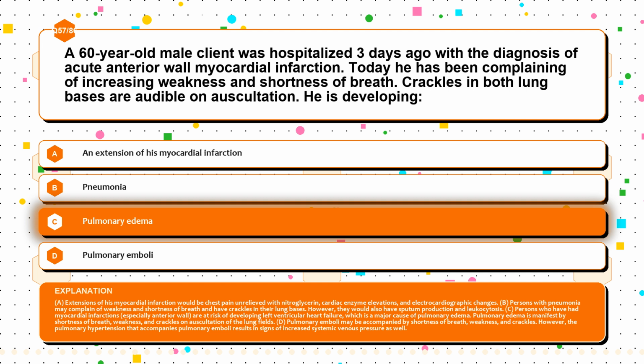C. Persons who have had myocardial infarctions, especially anterior wall, are at risk of developing left ventricular heart failure, which is a major cause of pulmonary edema. Pulmonary edema is manifest by shortness of breath, weakness, and crackles on auscultation of the lung fields. D. Pulmonary emboli may be accompanied by shortness of breath, weakness, and crackles. However, the pulmonary hypertension that accompanies pulmonary emboli results in signs of increased systemic venous pressure as well.